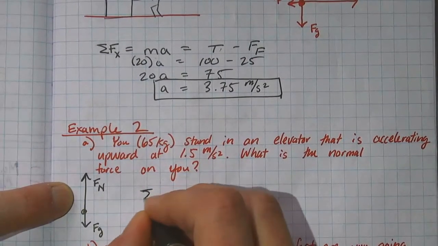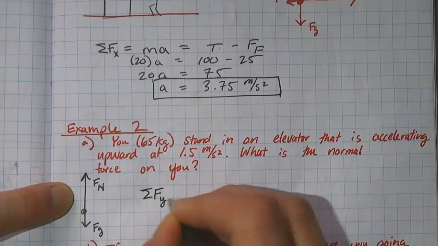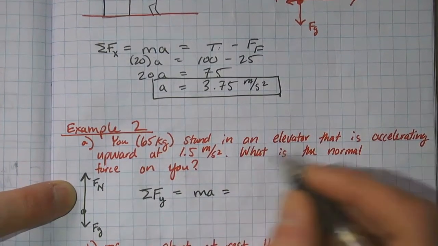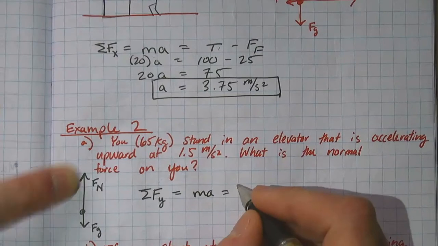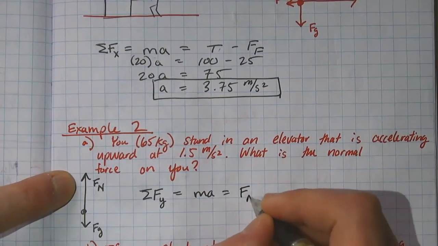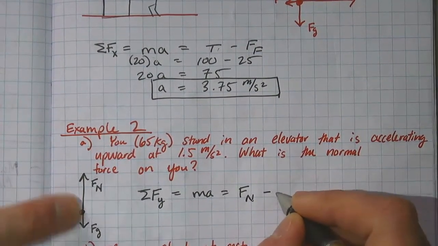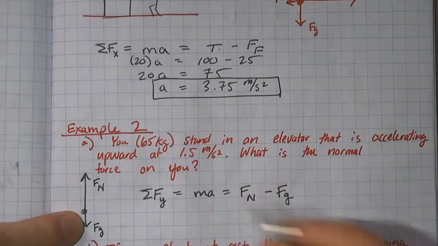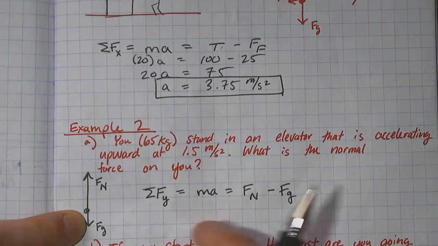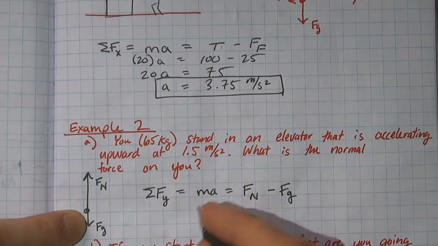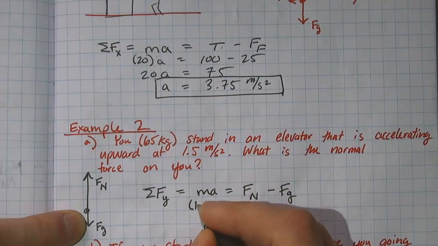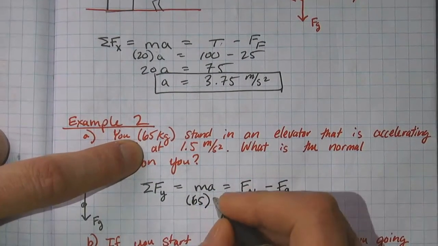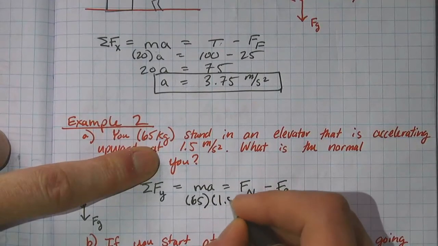So this time, because the acceleration is vertical, we're going to sum our forces in the y direction. We have ma, and then we have up forces minus down forces, just like before. Now we can go ahead and plug in some of our numbers here. Our mass is 65. Our acceleration is given as 1.5.